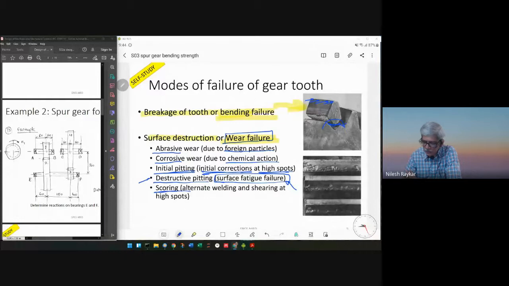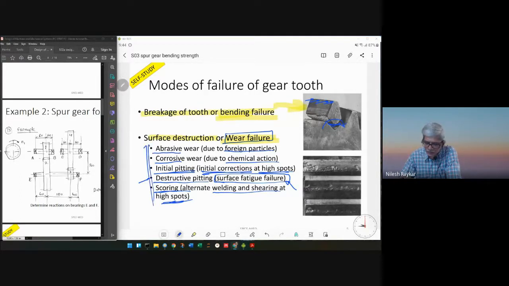And scoring is something which occurs in the case of overloading. Just like in the initial condition, there can be high spots, but if you are overloading the gear and also the temperatures are very high, then there can be local fusion or welding of the two gear materials for a moment, and then it will get sheared off. So this will result in what is known as a scoring type of failure.